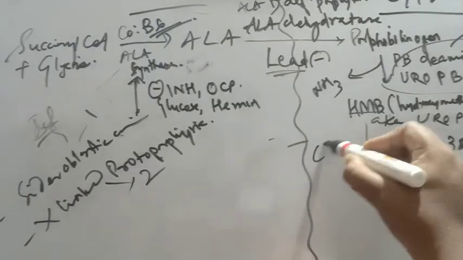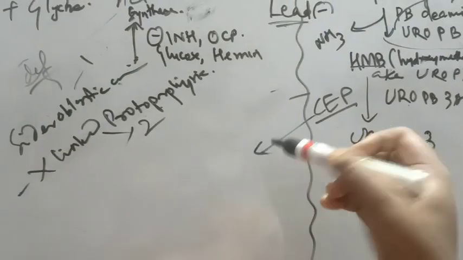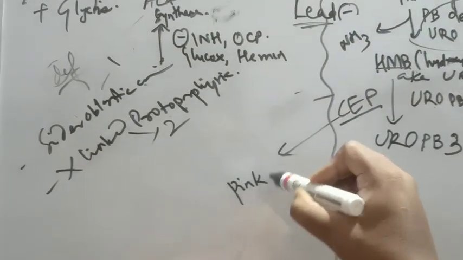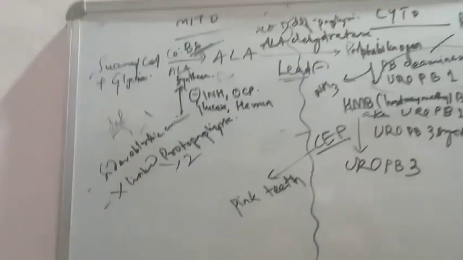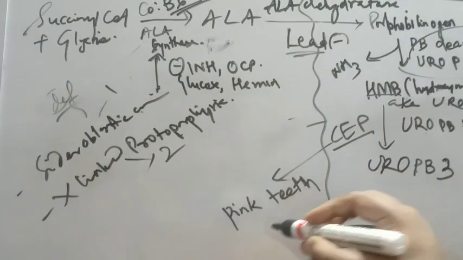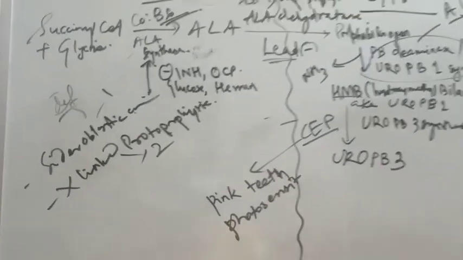The disease is congenital erythropoietic porphyria. What are the symptoms? Erythro means red, so remember pink teeth and pink skin, basically photosensitivity. Pink teeth, pink skin.